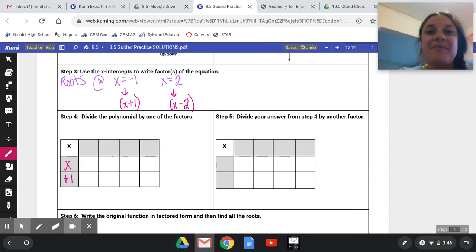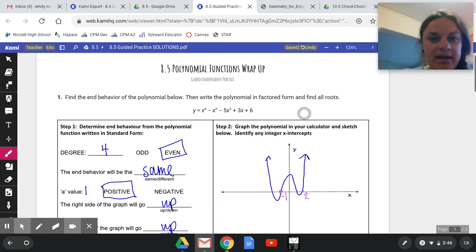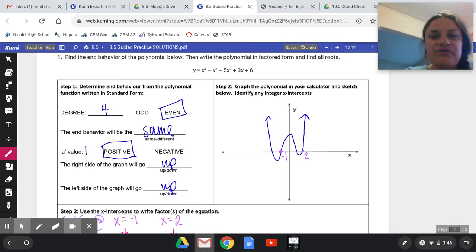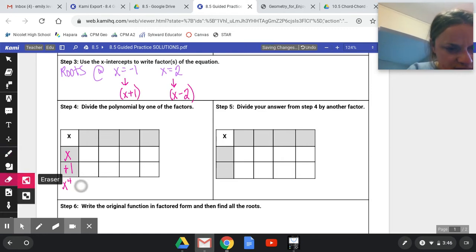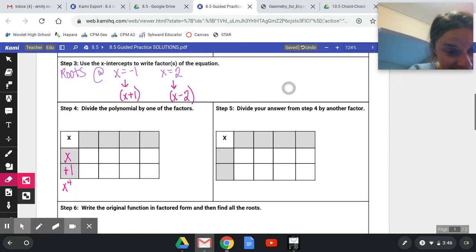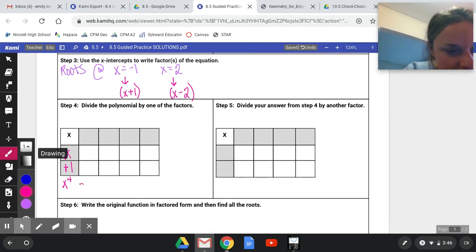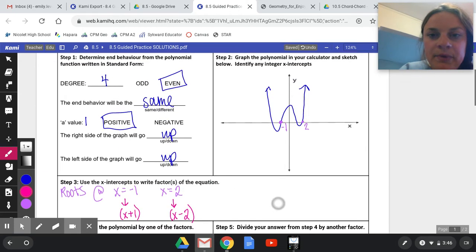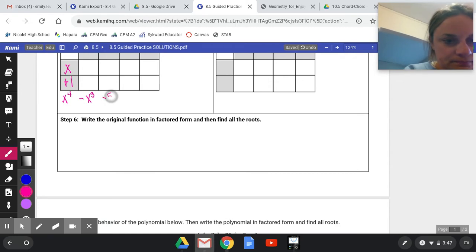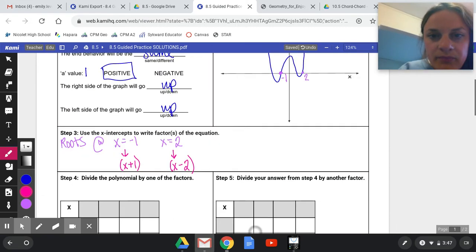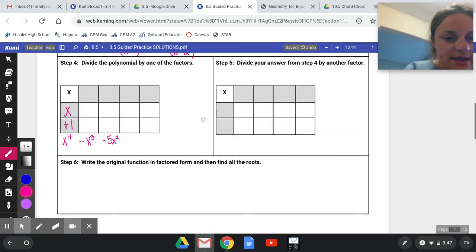Then I am going to take my original polynomial, and I am going to fill it in along the bottom. So I've got x to the 4th plus 3x to the 3rd, or it was just +3. What was it? Let me look. It's minus. Okay, good job, Leverson. Nice work. Minus x to the 3rd, minus 5x squared, plus 3x plus 6. Okay, great.